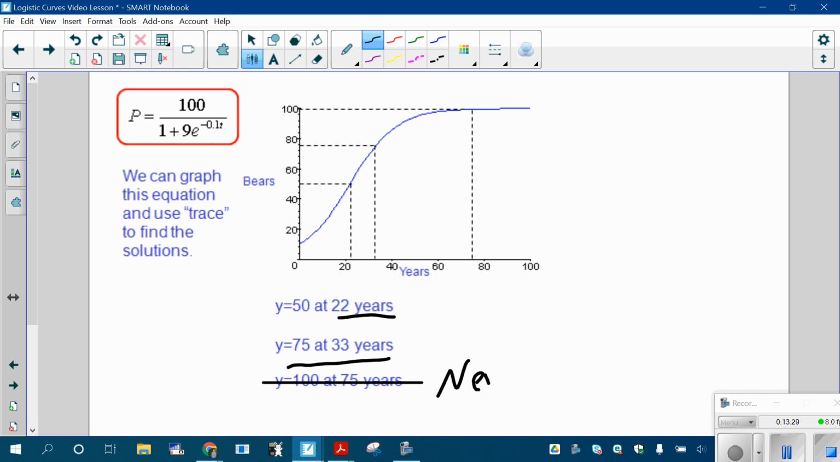The real answer to this is never, right? It's never going to reach your carrying capacity because we have a horizontal asymptote there. But it gets closer and closer, okay? As time goes on.